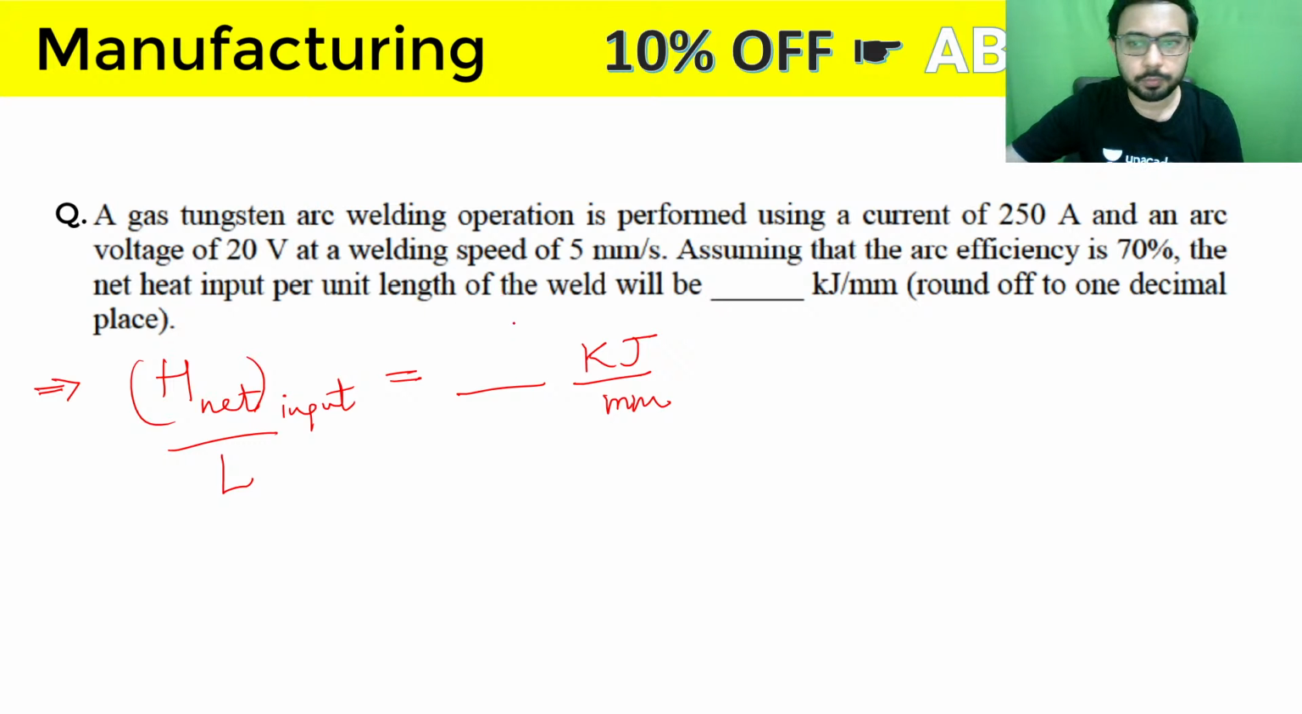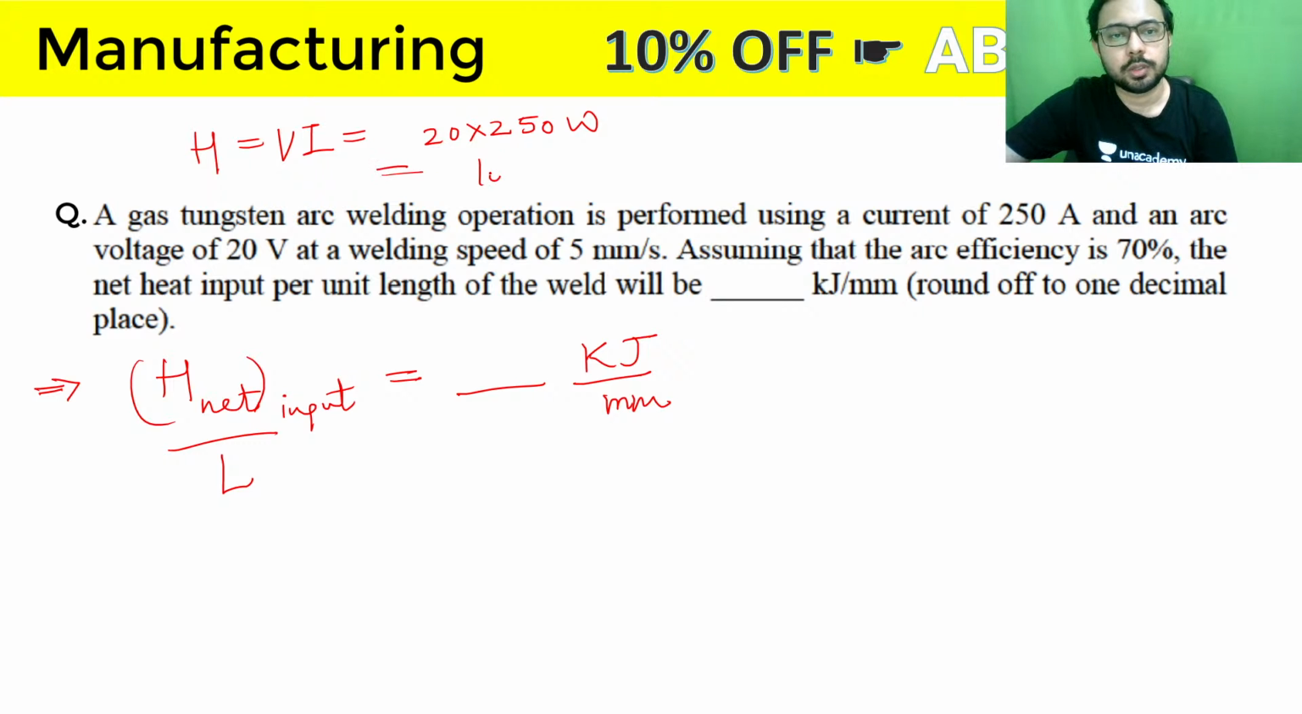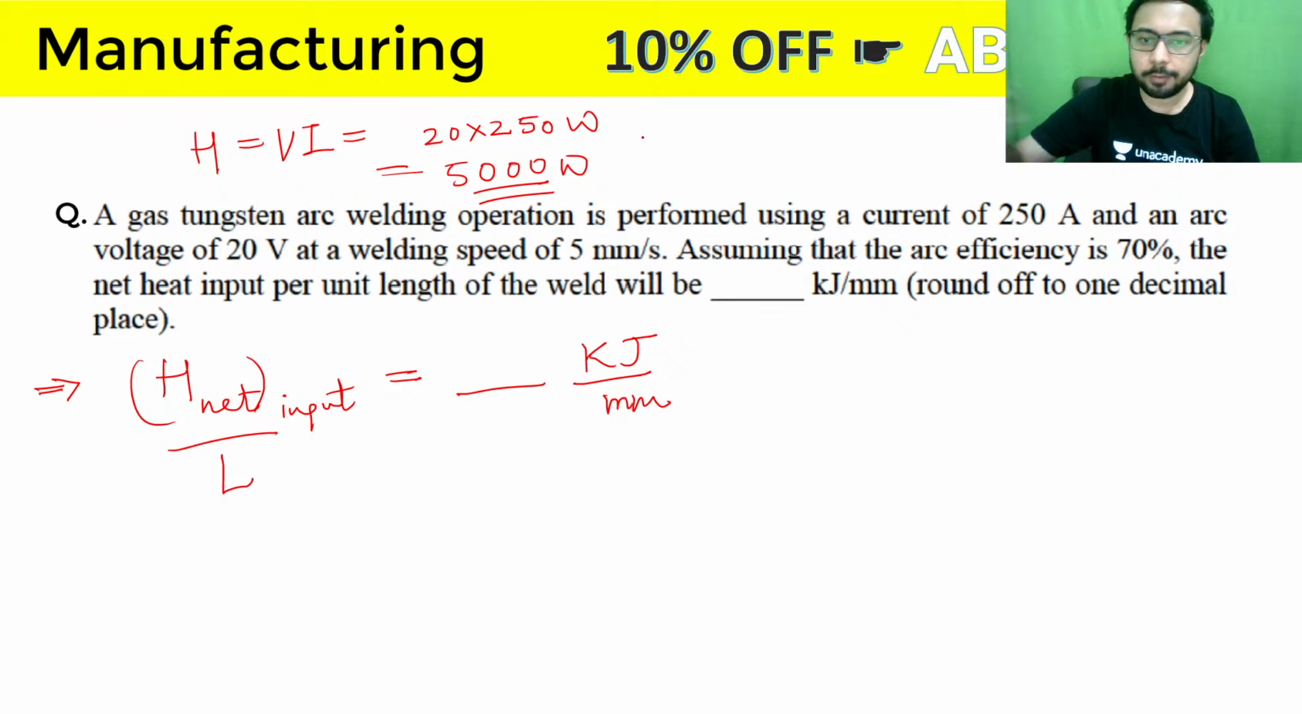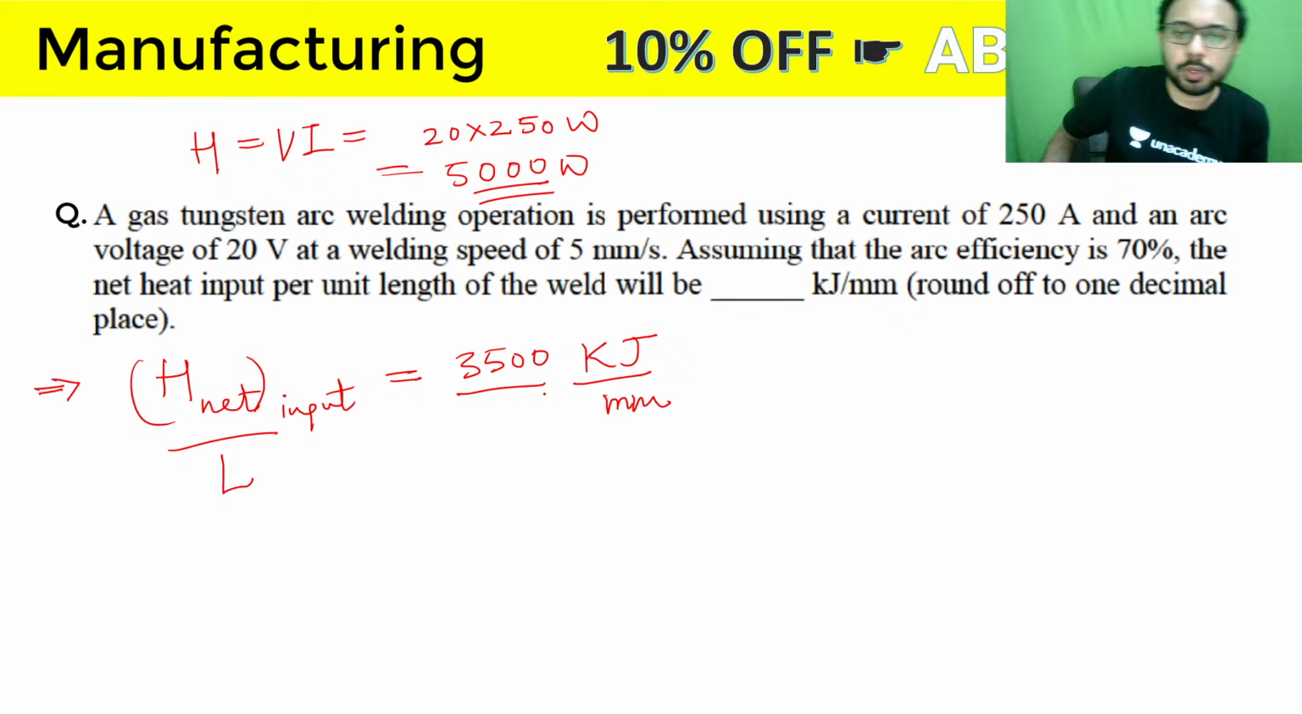So heat input is first of all voltage into current, so H is equal to VI, so it will be equal to 20 cross 250, and we will be getting this answer in watt. So it will be coming out as 5000 watts, and that 5000 watts we have to write it after multiplying the efficiency, and it will become now 5000 into 0.7, so it is coming out as 3500, and its unit is joule per second, that is watt, and we require the answer in kilojoule per mm unit.